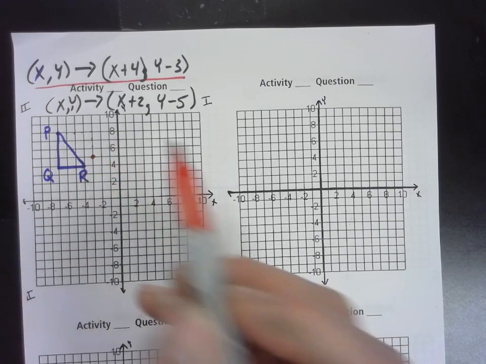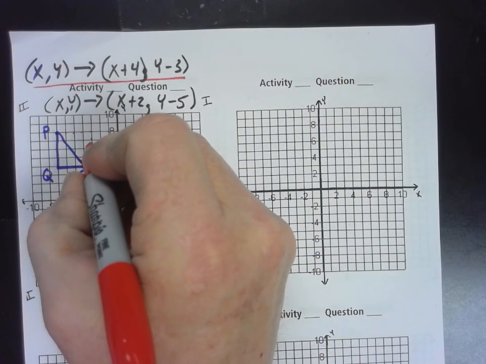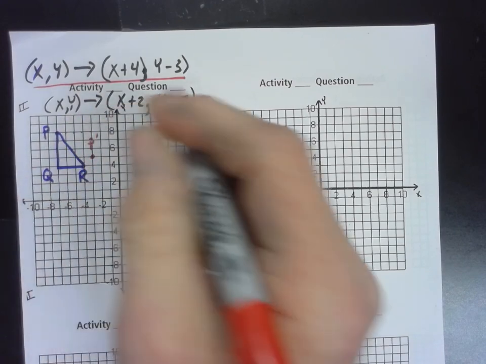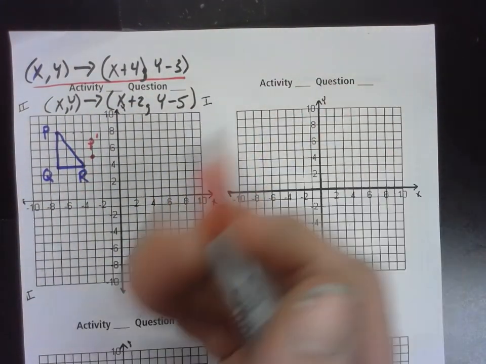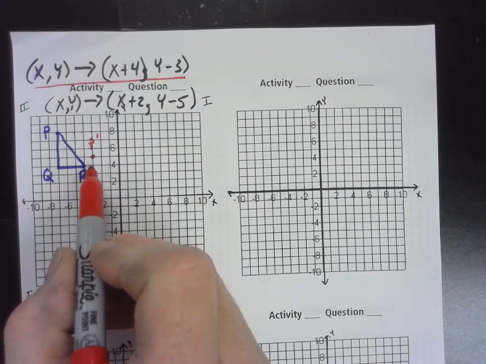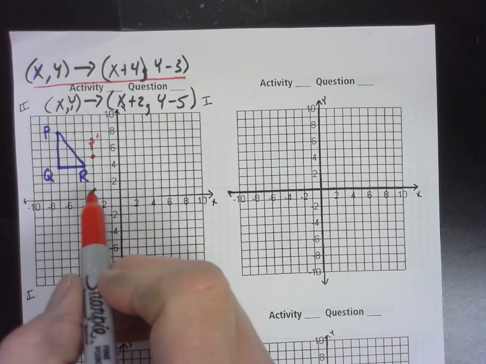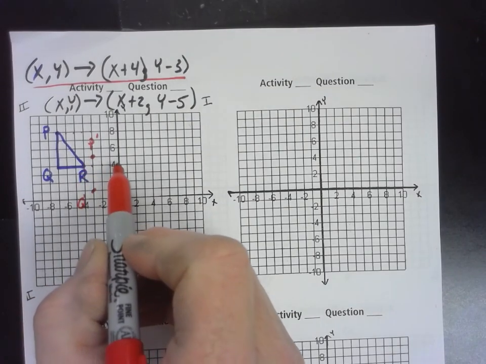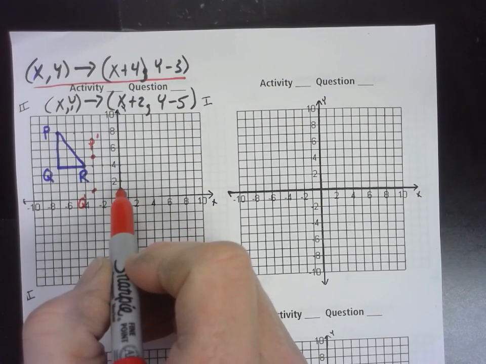And what are we going to call that point? P prime. So that we know where it came from and that they're related, but we don't want to name it the same thing. Then we're going to do the same thing with all of them. So Q, 1, 2, 3, 4, 1, 2, 3. So here's Q prime. And then R, 1, 2, 3, 4, 1, 2, 3. And there's R prime.